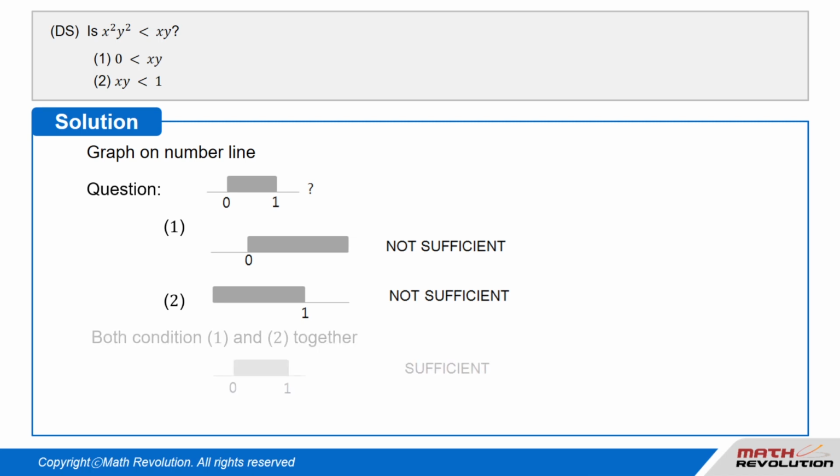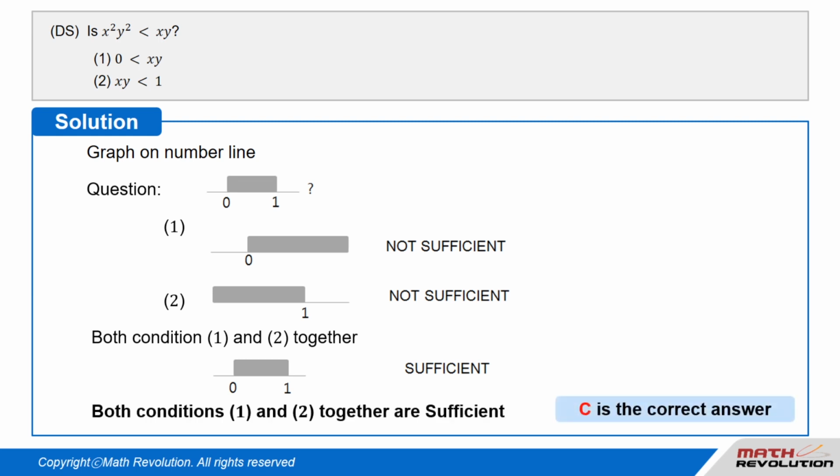This is not sufficient. Both 1 and 2 together: x is greater than 0, which is smaller than 1. This is sufficient. Both conditions together are sufficient. C is the correct answer.